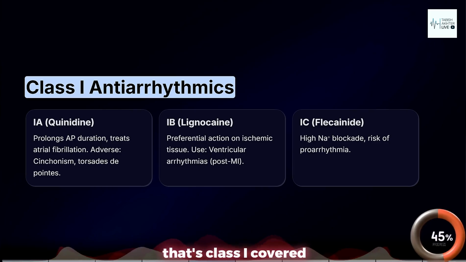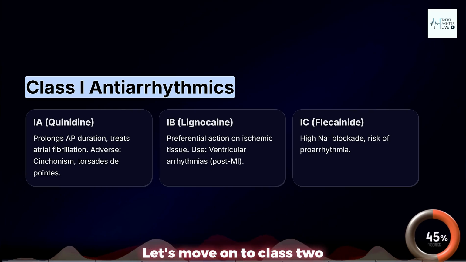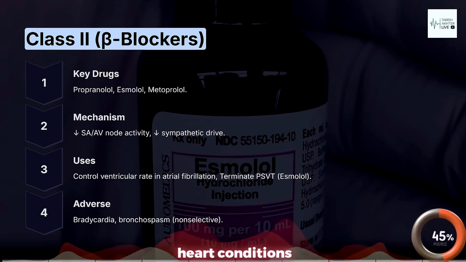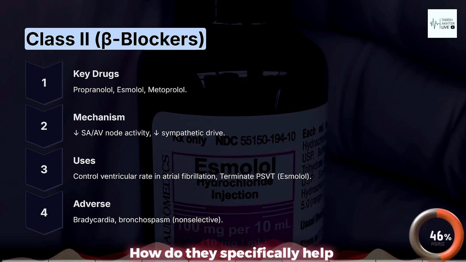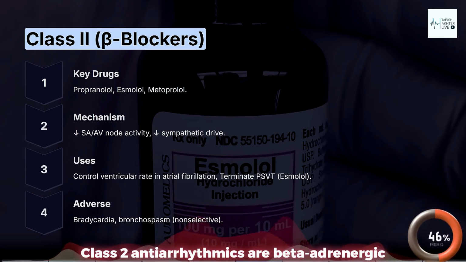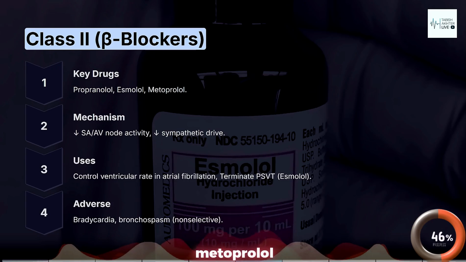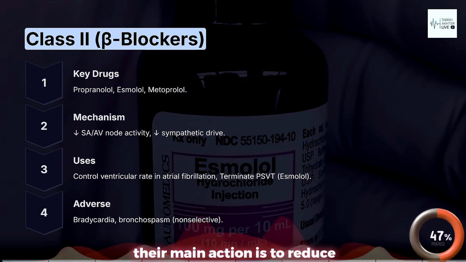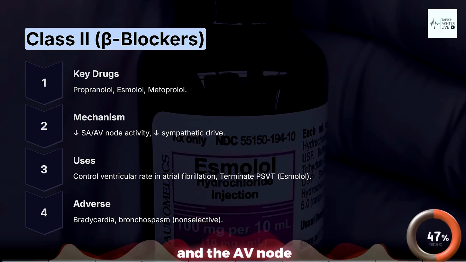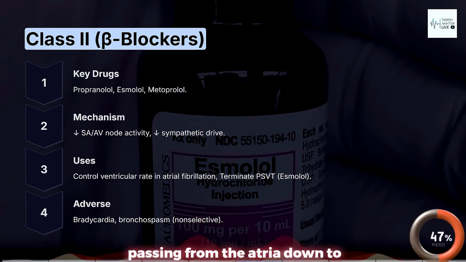Okay, that's class I covered, IA, IB, IC. Let's move on to class 2, the beta blockers. We know these are used for various heart conditions, like high blood pressure. How do they specifically help with rhythm control? That's right. Class 2 antiarrhythmics are beta-adrenergic blockers. Common ones are propranolol, esmolol, metoprolol. In the context of arrhythmias, their main action is to reduce the activity of the SA node. The natural pacemaker. Yep, and the AV node, which acts as that crucial relay station for electrical signals passing from the atria down to the ventricles.